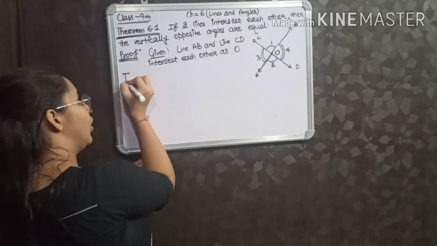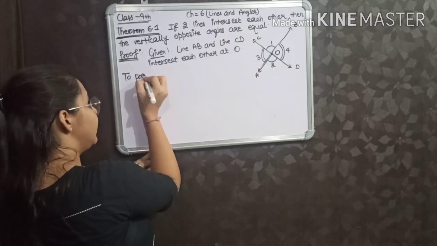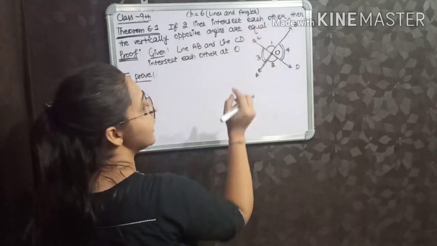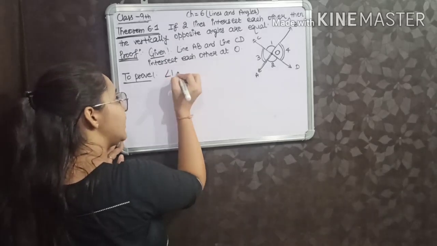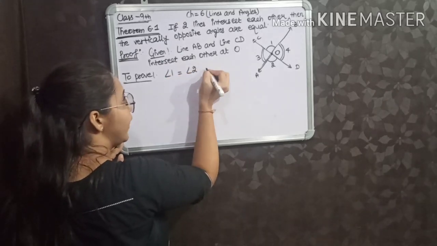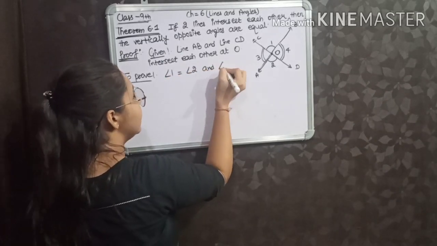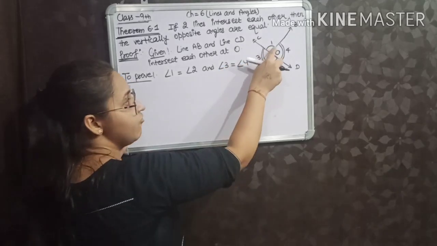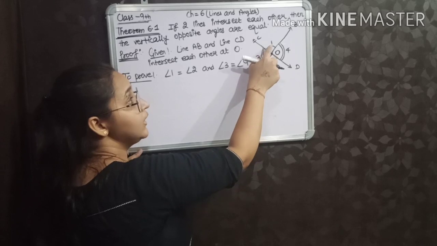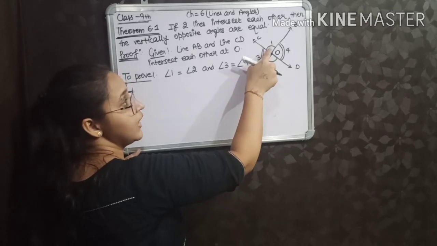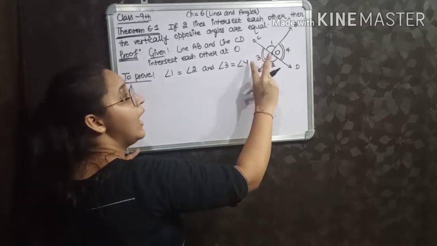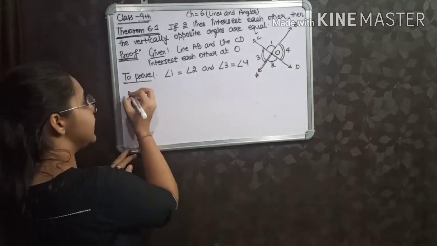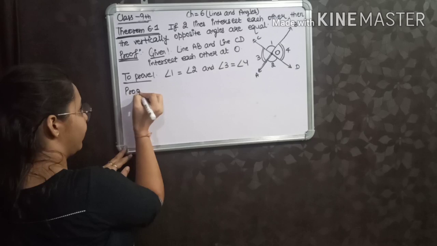Now, what do we have to prove? We have to prove that vertically opposite angles are equal, that is, angle 1 is equal to angle 2 and angle 3 is equal to angle 4. I am not saying angle 1 is equal to angle 3, only this pair that is vertically opposite. Now, how will we proceed? First of all, write Proof.